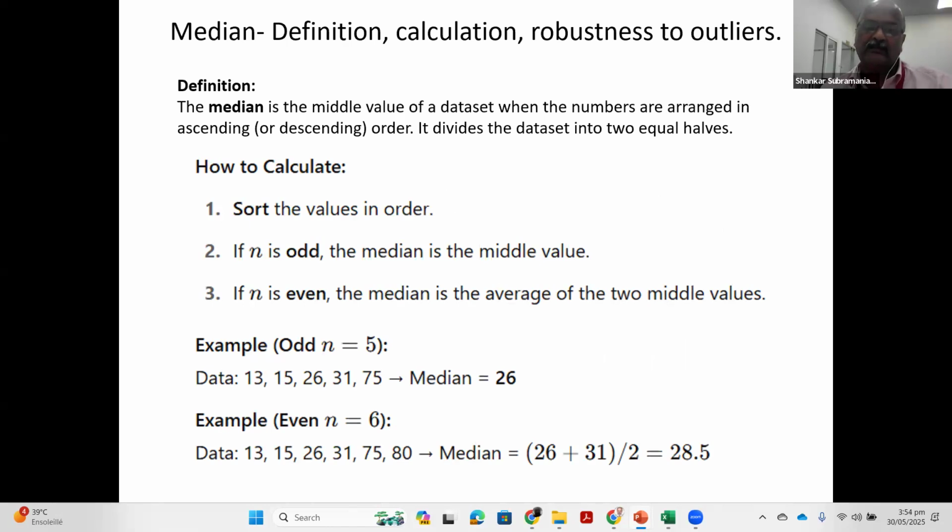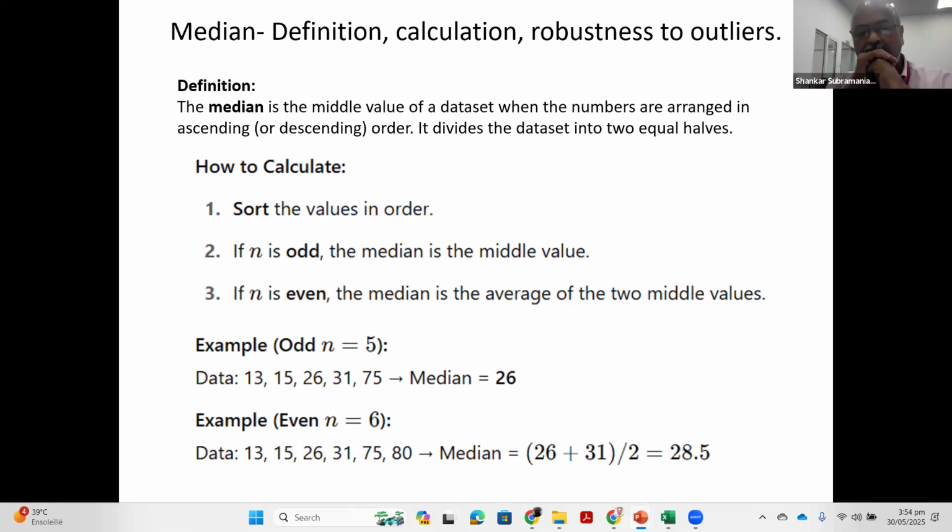So it divides the data set into two equal halves, whether it's odd or even. You add up and get to the center point, and again it divides the data into two equal parts. So how do you calculate it? Sort the values in order. In Excel you can order the ranks. There's A to Z and the downward and upward arrow.